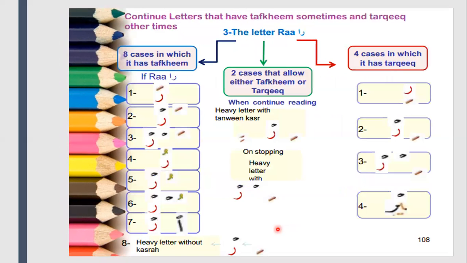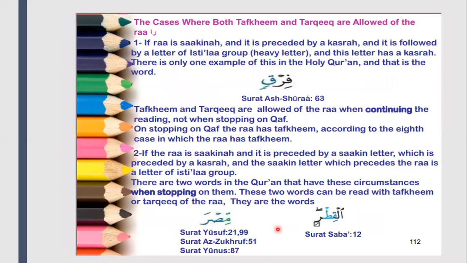Now let's look at the other two cases, inshallah, where you can make it Tafkhim or Tarqeeq. If the Ra is Sakin and is preceded by a Kasra and is followed by a letter of Istila, a heavy letter, and this letter has a Kasra on it, so here the Ra is Sakin and there's a heavy letter after it, but it has a Kasra. There's only one example of this in the Quran. So here Tafkhim and Tarqeeq are allowed.